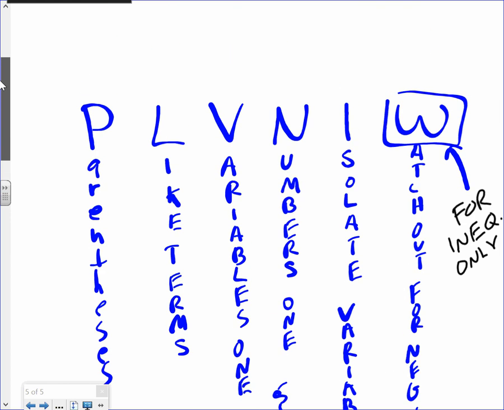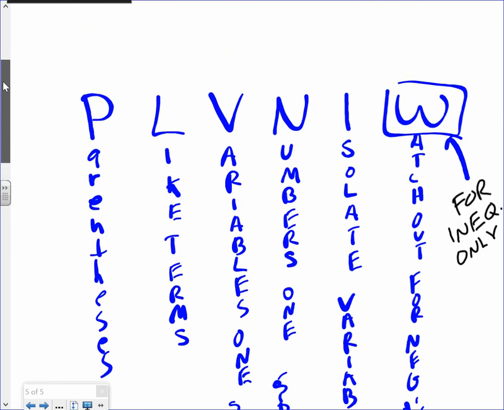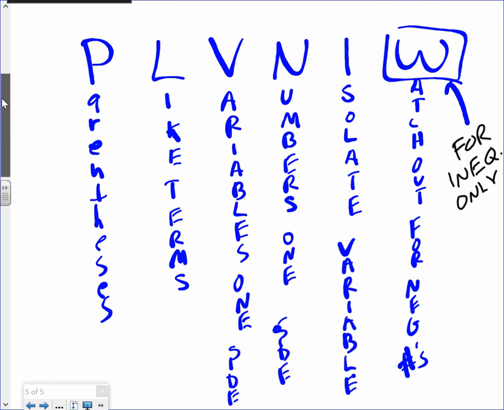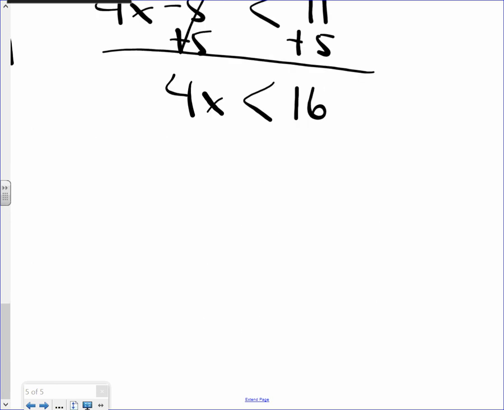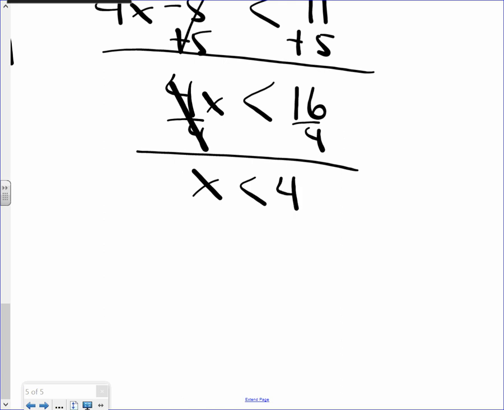And now I'm on the ice water. Isolate the variable. Divide by 4. X is less than 4. I don't have to worry about watching out for negatives because I didn't do anything to both sides involving the negative. Right, Ms. Rojas?